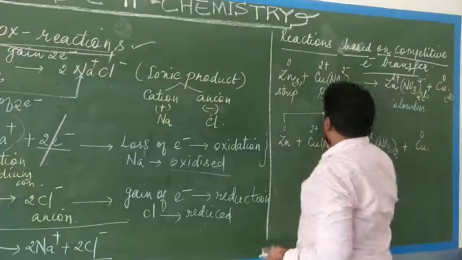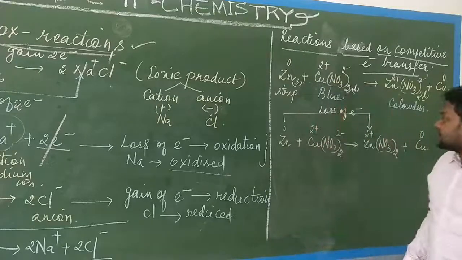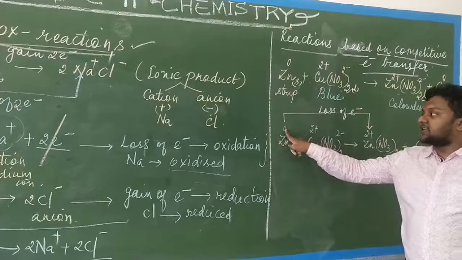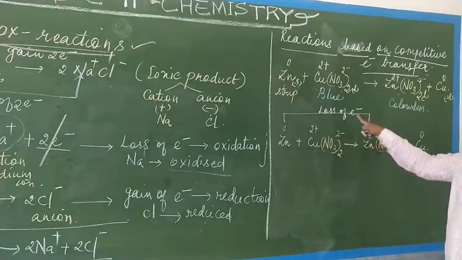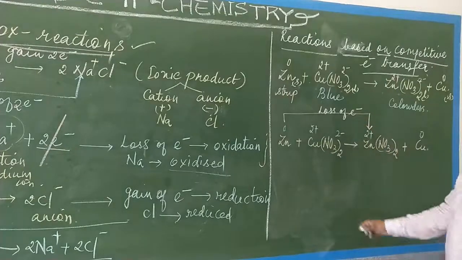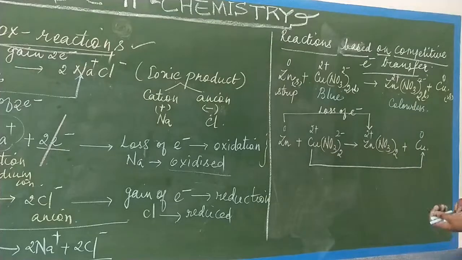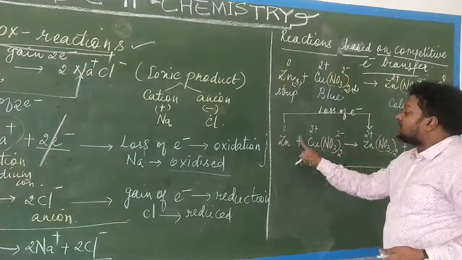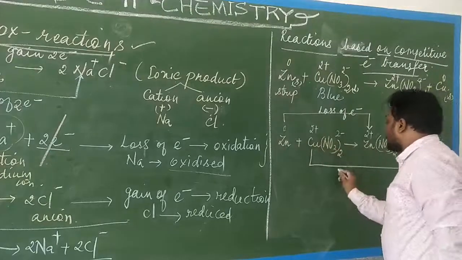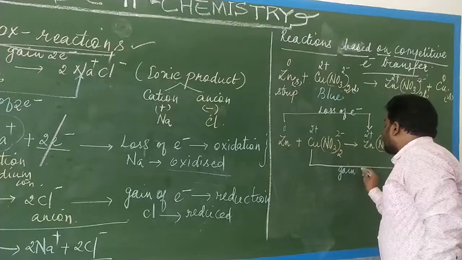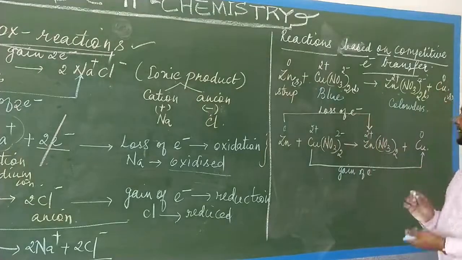What is the condition here? Loss of electrons has taken place. So why loss of electrons? Zinc's oxidation state is 0. This zinc has given away the 2 electrons, so therefore it becomes Zn2 plus. What happens to this copper? Here in the case of copper, it takes the 2 electrons from the zinc. Cu2 plus becomes Cu. So it takes the 2 electrons: gain of electrons. Here is loss of electrons, here is gain of electrons.